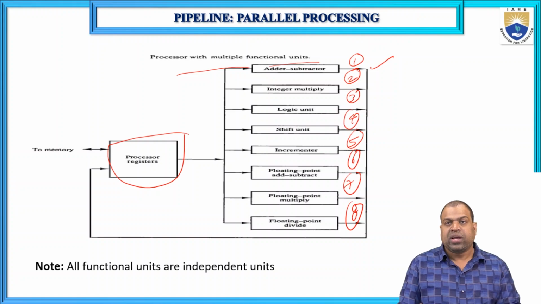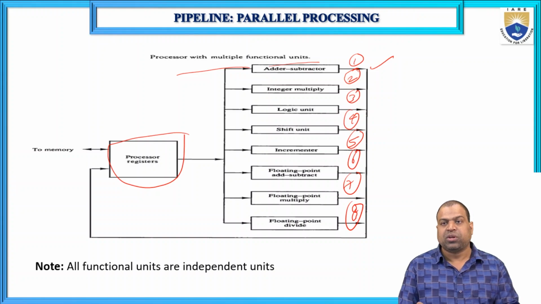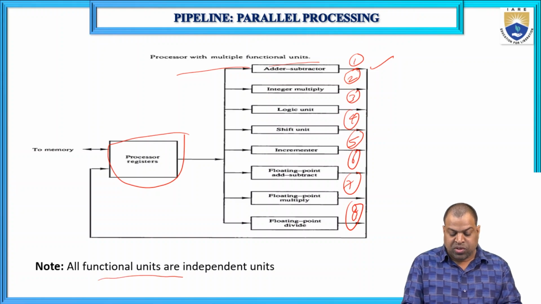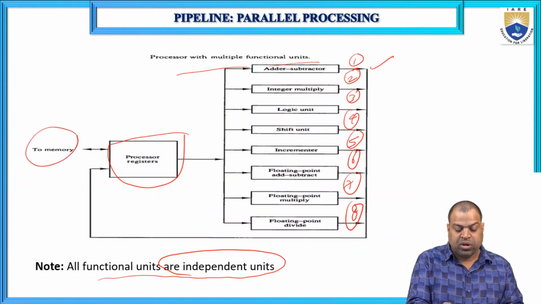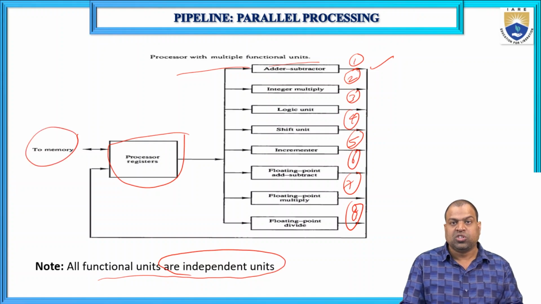What does that mean? Adder, subtractor, integer multiply, logic unit, shift unit, incrementer, floating point add, subtractor, floating point multiply, floating point divider. So these are the functional units of independent units. One will not depend on another. So it is a processing register to memory, memory to processing register to memory. Why? Because input to output and output to input, like this.